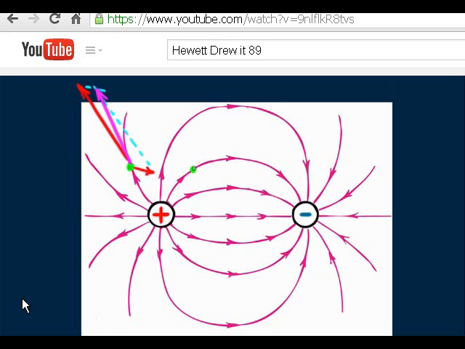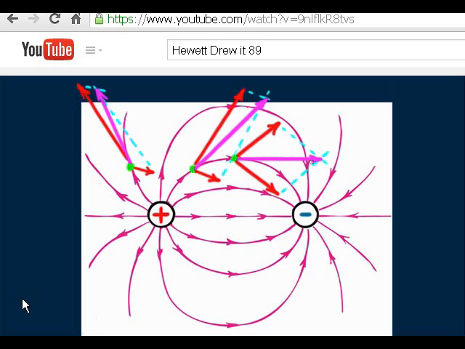Let's do the same for this point. A force in a direction away from the positive charge, and a force of attraction toward the negative charge. And using the parallelogram rule, we get the resultant vector, and again, it aligns with the composite field at that point. We do the same for this point, and the parallelogram. And see that? Alignment with the field at this point. And for this point, same story.